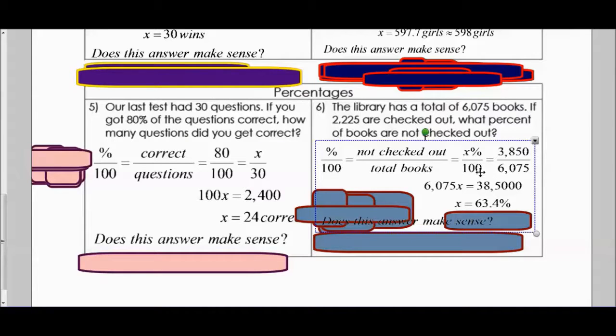That should make sense. It shouldn't be bigger than 100. It can't be more books not checked out than total books. It should be a good chunk of them. It's over half. This should be over 50%, so that answer makes sense.